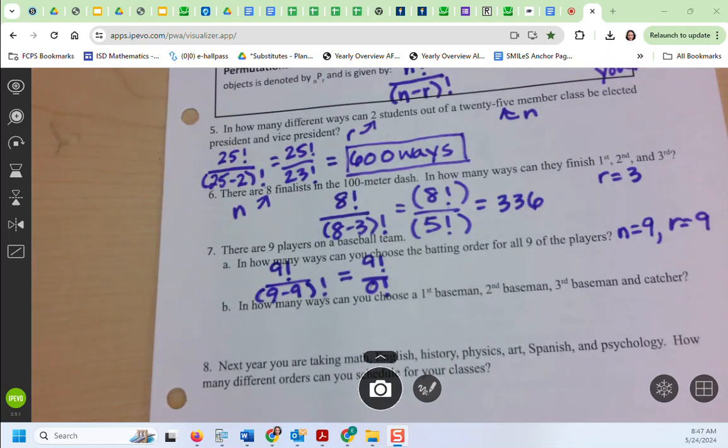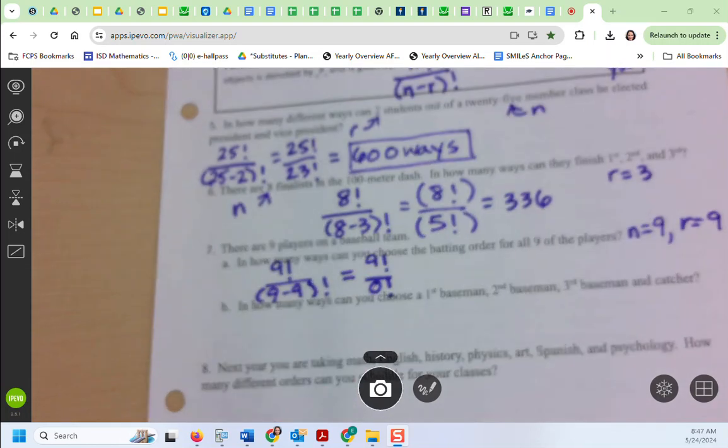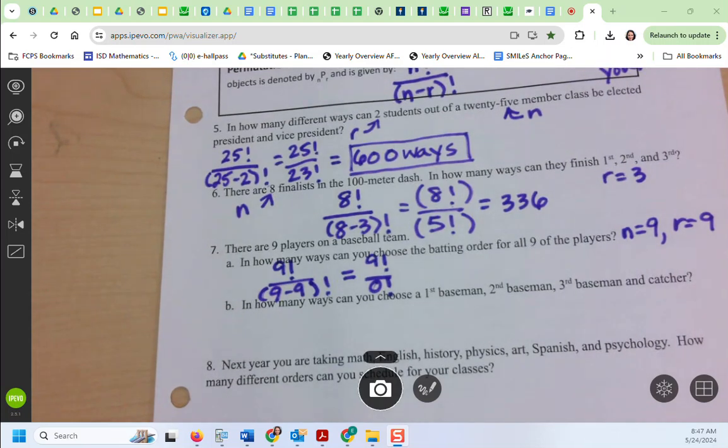I want to explain another reason why our answer is 9 factorial here, which is that there are 9 players. You have 9 choices for the first batter. Then you take away 1. You have 8 choices for the next batter. Then you have 7 choices, and then you have 6. As you keep placing somebody, you have fewer choices for the next batter. So that's why 9 factorial, remember, is 9 times 8 times 7 times 6 times 5 times 4 times 3 times 2 times 1. Because 9 choices for the first, 8 choices for the second, etc.